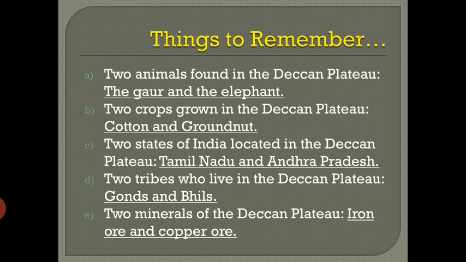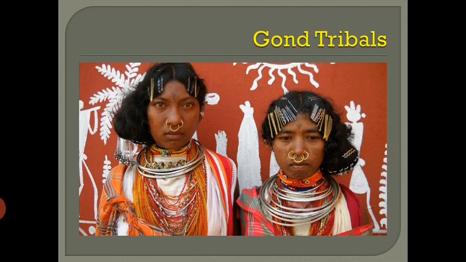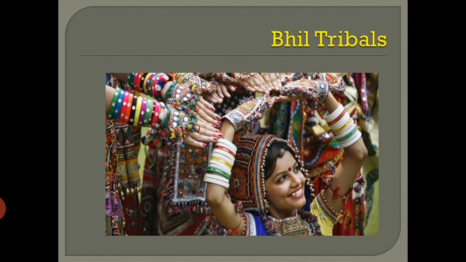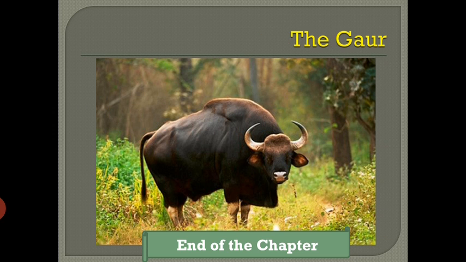So look at this. Next is the Gond tribal. We can see here Gond tribal women. And next, look at this, Bhil tribes. So we can see here Bhil tribals, and look at this, the goat. This is a goat. So, end of the chapter.